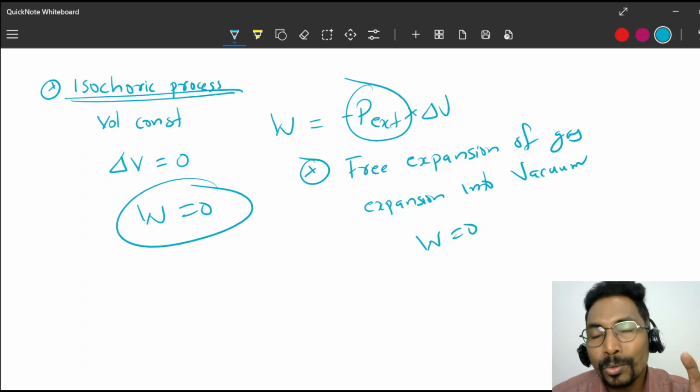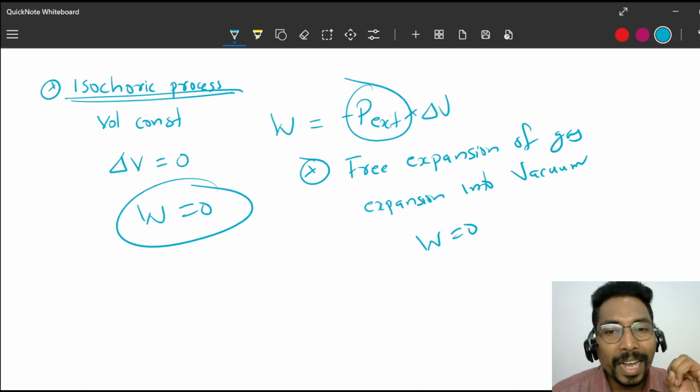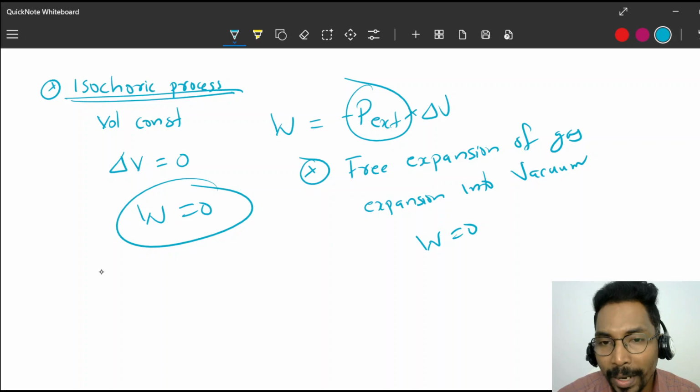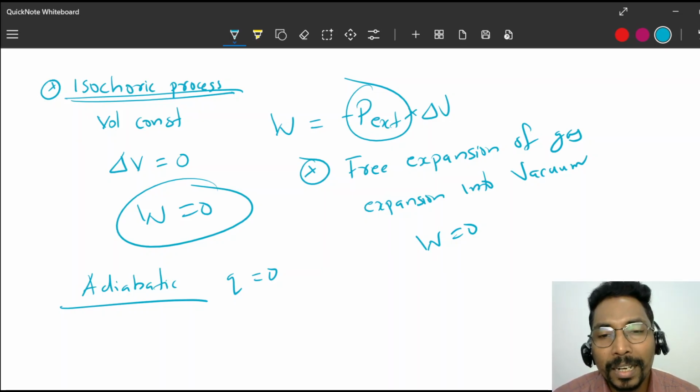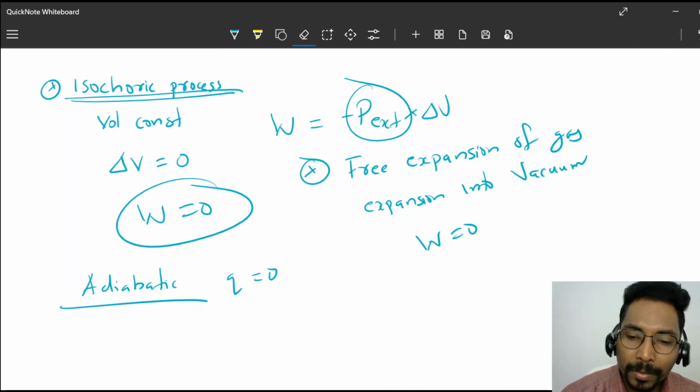I think you know the words for thermodynamic processes: isothermal, that is at constant temperature; isobaric, at constant pressure; isochoric, at constant volume. And one more important word is adiabatic. Adiabatic means there is no heat exchange, that means Q is equal to 0. And cyclic. A cyclic process starts from a particular point and ends at the same point. That means the change in internal energy, change in enthalpy, or the change in all the state functions will be 0 for cyclic processes. Clear?